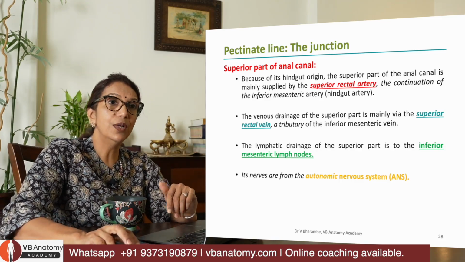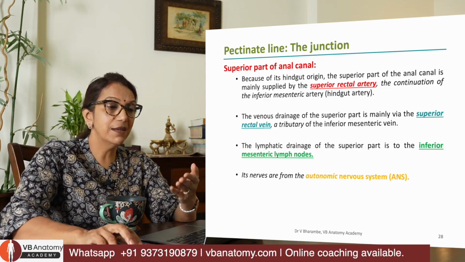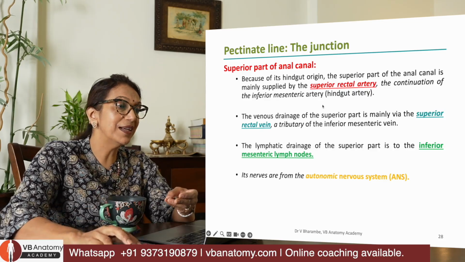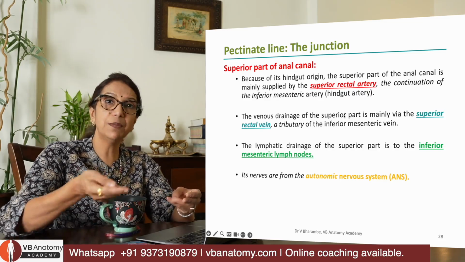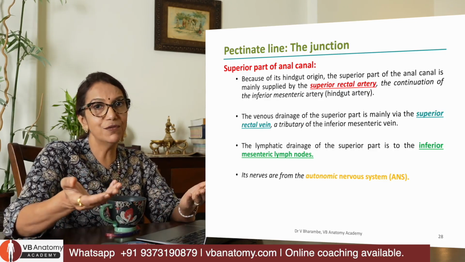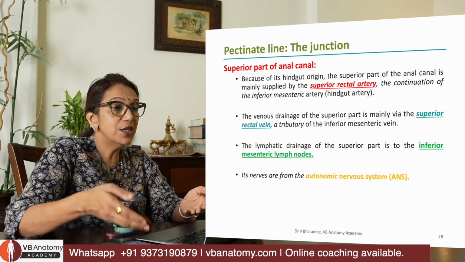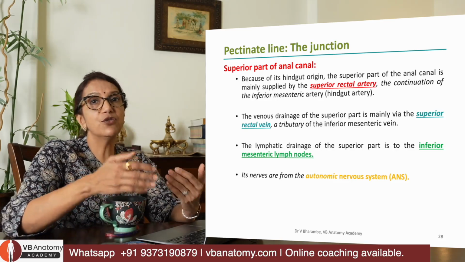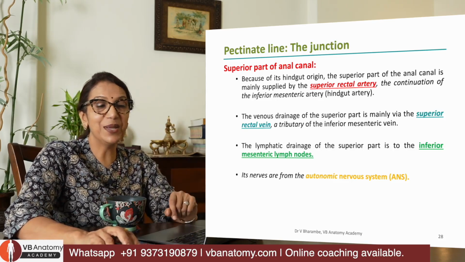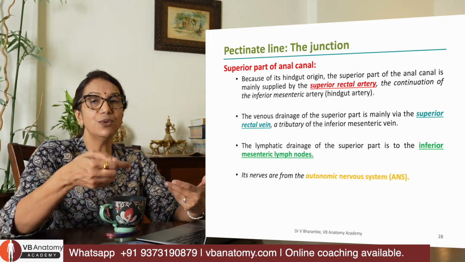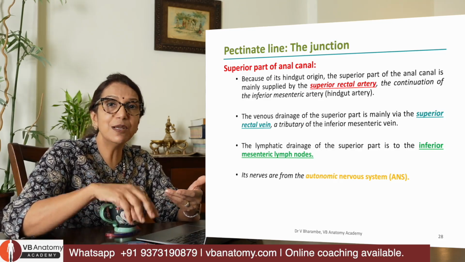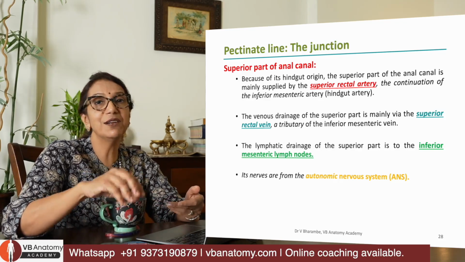Now, see how the part which is above the pectinate line receives blood supply by the artery of the hindgut. What is that? Inferior mesenteric artery. Its branch, superior rectal artery, supplies the upper half of the anal canal. Venous drainage is by superior rectal vein, which drains into inferior mesenteric vein, which drains into portal vein. Okay. Lymphatic drainage to inferior mesenteric lymph nodes, and very important, nerve supply is by autonomic nervous system.